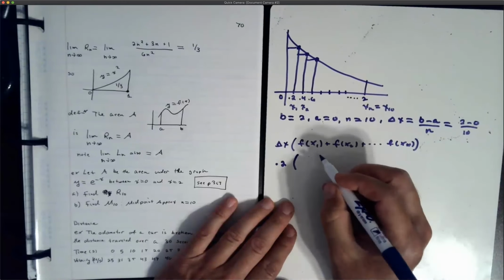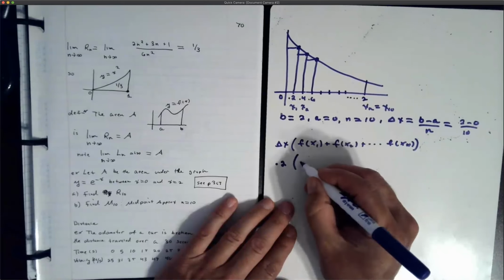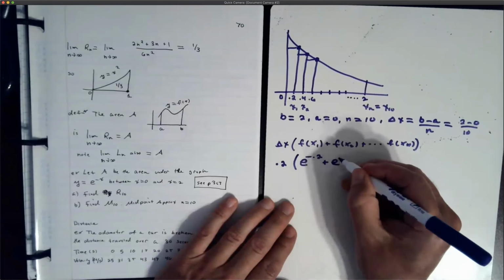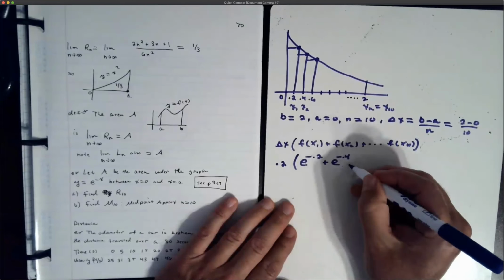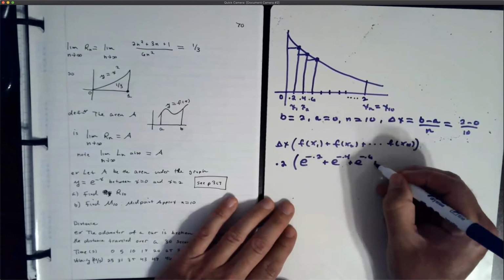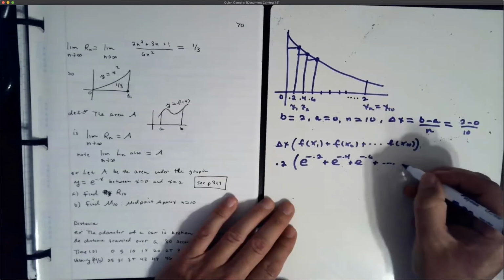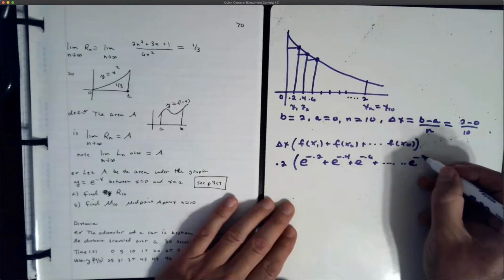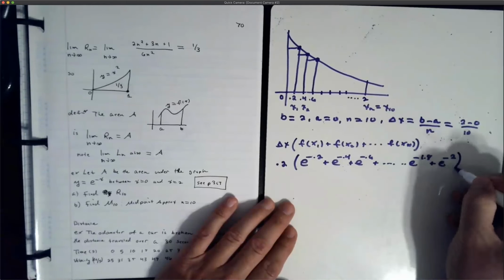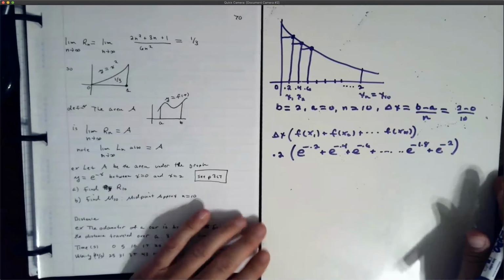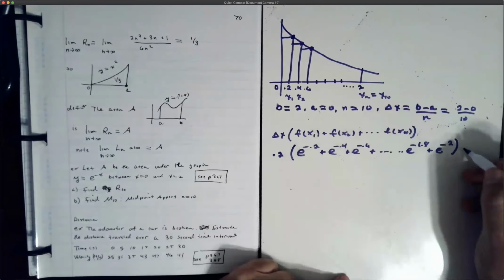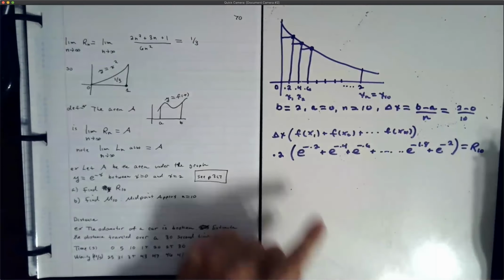Plugging in, this would be 0.2 times, x1 would be 0.2, so that would be e to the negative 0.2 plus e to the negative 0.4 plus e to the negative 0.6, all the way up until we get to e to the negative 1.8 and e to the negative 2. So this would be the R10 approximation of the area underneath the curve.